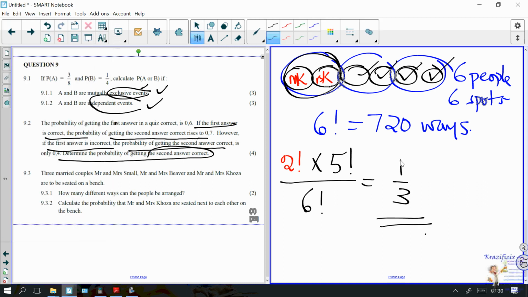And that's how we work it out. So when they are grouped together, you take them as 1. So I have 1, 2, 3, 4, 5. But this one can interchange. That's why we first have 2 factorial. And then we have 5 factorial over total. And we have what? Total is what? 6 factorial. And that's how we work this out. All right. And you have 150 marks there. This is 150.